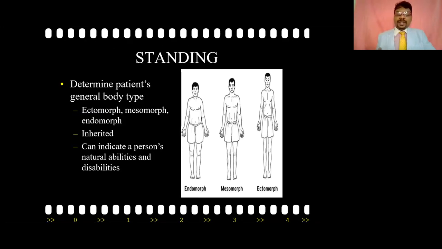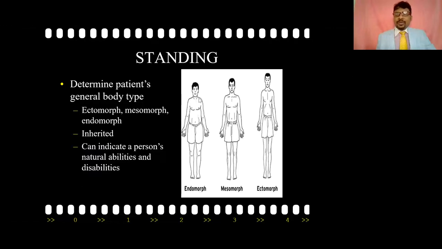What type of body do they have? In the last class, we already discussed the body types. What is ectomorph? What is endomorph? What is mesomorph? Ectomorph, if you see here, the person is very thin and has a long body posture. Mesomorph is medium, so it's not fat and not lean. It's a medium-sized body. And endomorph is a heavier body structure, where they may gain fat easily.